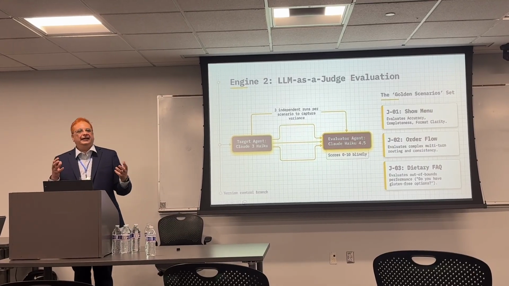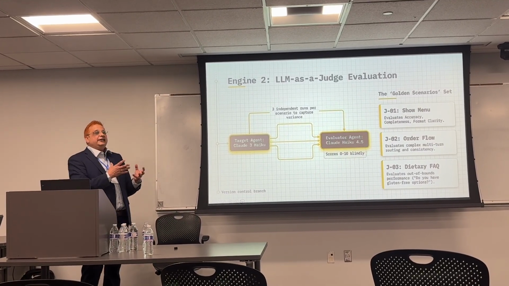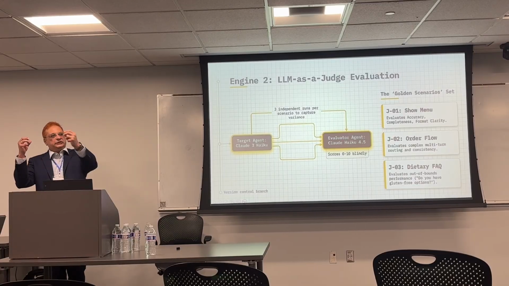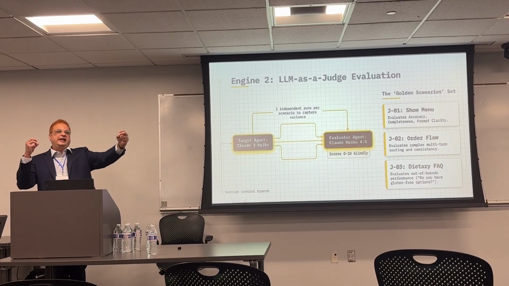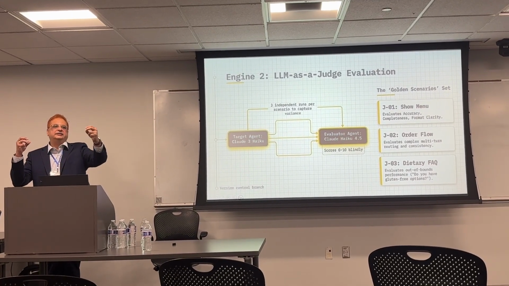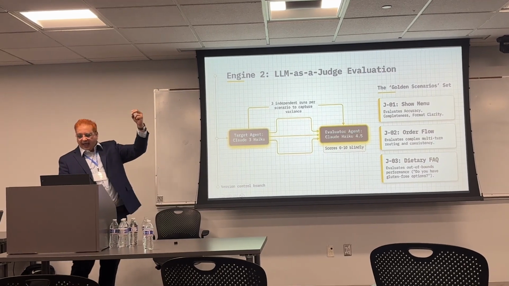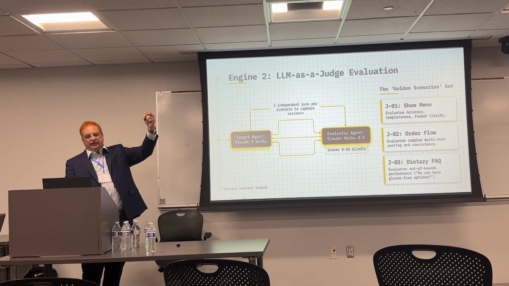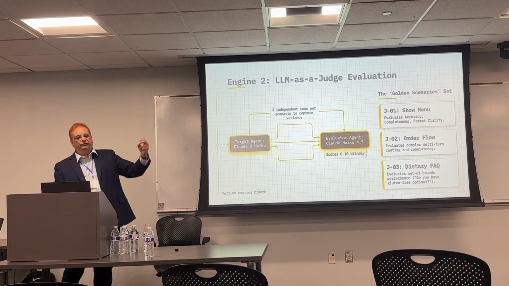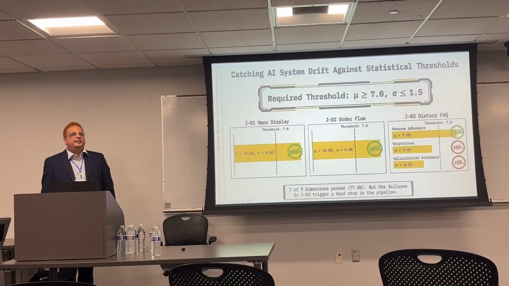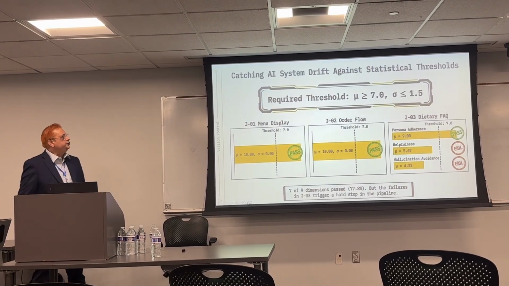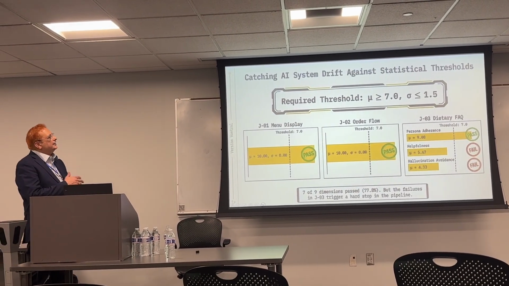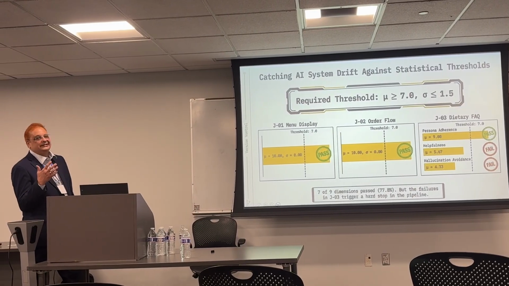And that's where LLM-as-a-Judge comes in. We can have specific fine grains to say why this is wrong, why this is acceptable, or not acceptable. Let us see how it is playing out. So here is what I mean. This is a key thing we should pay attention to: catching AI system drift against a statistical threshold.